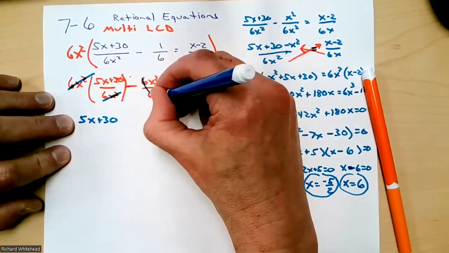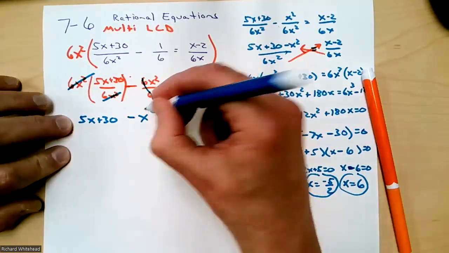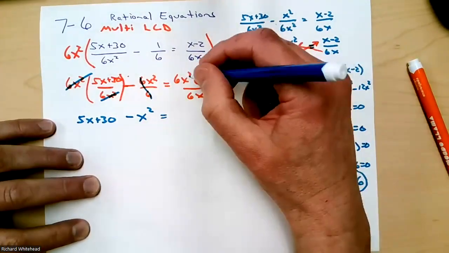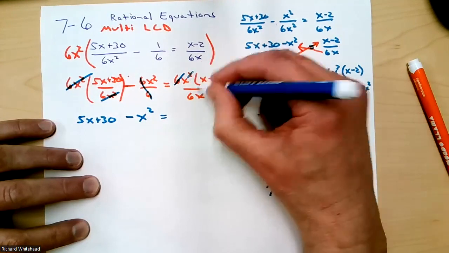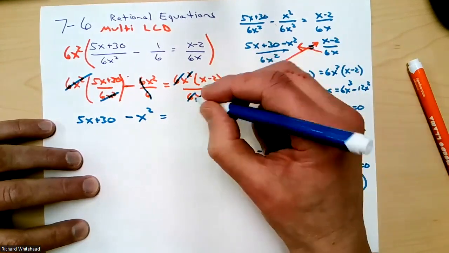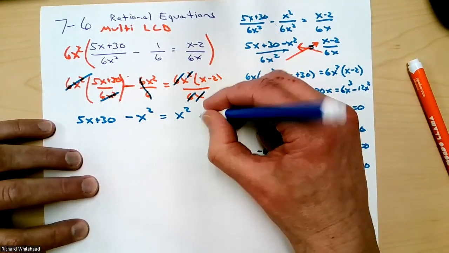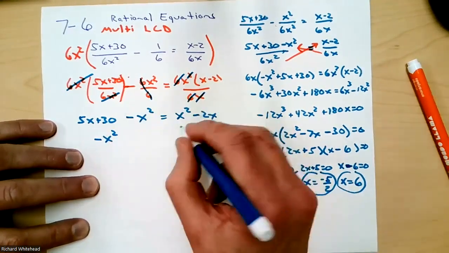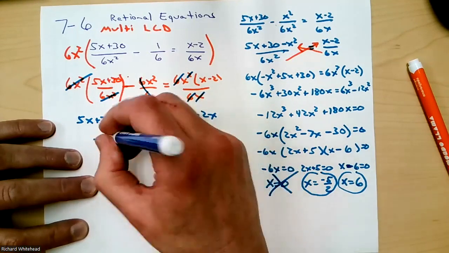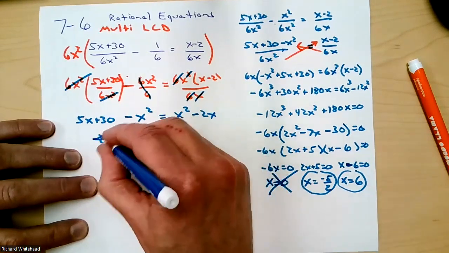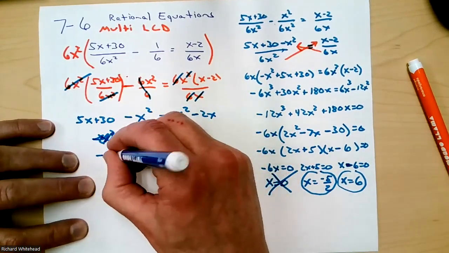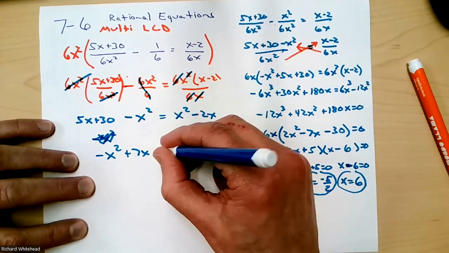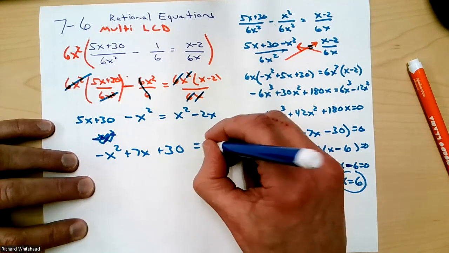Let me see what happens. The 6 completely cancels. So I have negative x squared equals, let me see, the 6 cancels and one of the x's cancels. So now I've got x squared minus 2x. So once again, negative x squared, we're going to negative 2x squared. We're going to put everything on the same side. So negative 2x squared plus 7x plus 30 is equal to 0.